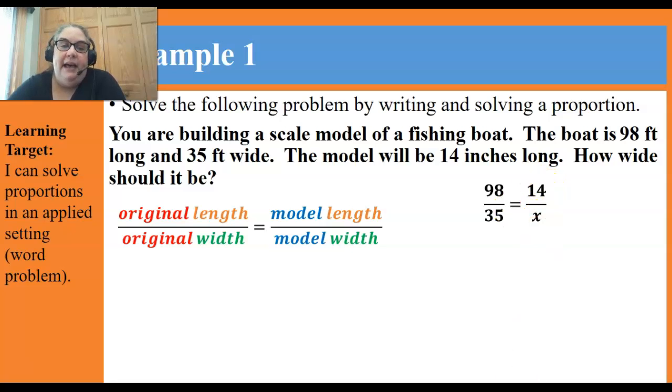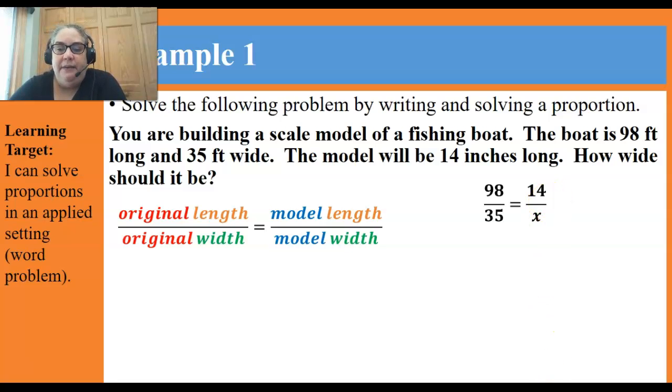Now we need to go back and rely on our strategies for how to solve a proportion once you have it in front of you. In this case, the ratio that I wrote has the variable in the denominator. And in general, we want to avoid having variables in denominators. It's not a good habit to get into.